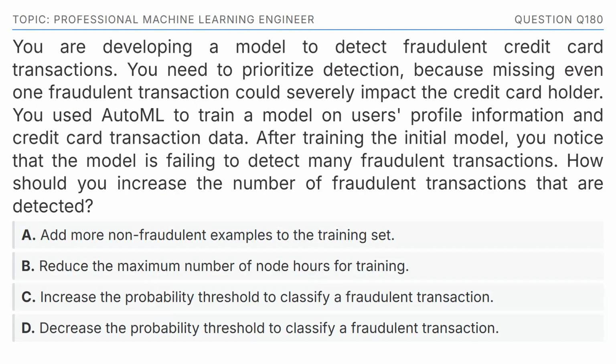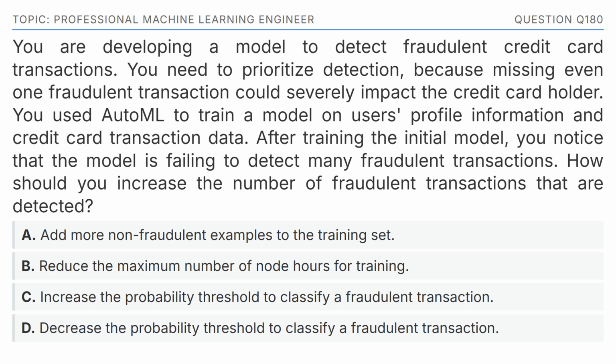You are developing a model to detect fraudulent credit card transactions. You need to prioritize detection, because missing even one fraudulent transaction could severely impact the credit card holder. You used AutoML to train a model on users' profile information and credit card transaction data. After training the initial model, you notice that the model is failing to detect many fraudulent transactions. How should you increase the number of fraudulent transactions that are detected?